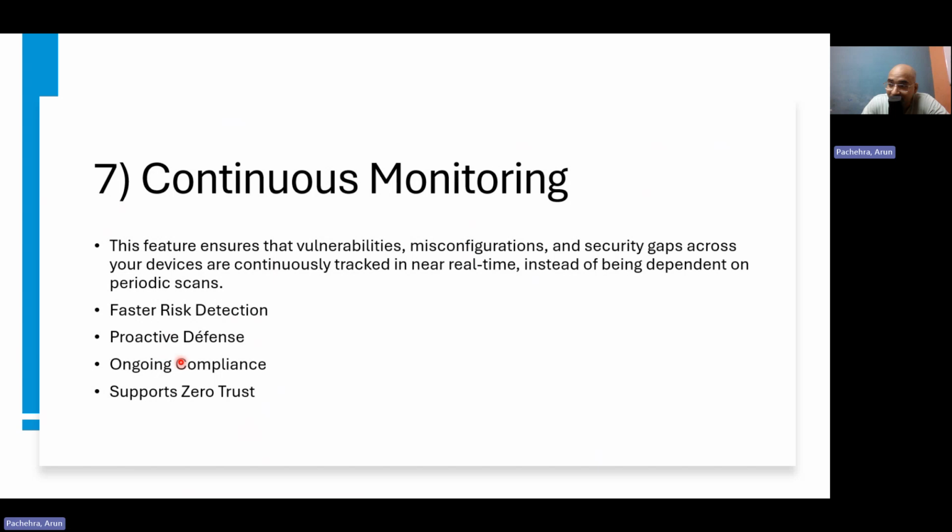Ongoing compliance. Compliance comes everywhere. Many frameworks like CIS, NIST, PCI require ongoing monitoring rather than one-off assessment. So it's there for you. Continuous monitoring satisfies these requirements. It supports zero trust, which is there everywhere. Zero trust security: security posture changes constantly. New apps installed, configuration modified, certs expiring. So continuous monitoring ensures no drift goes unnoticed, right?